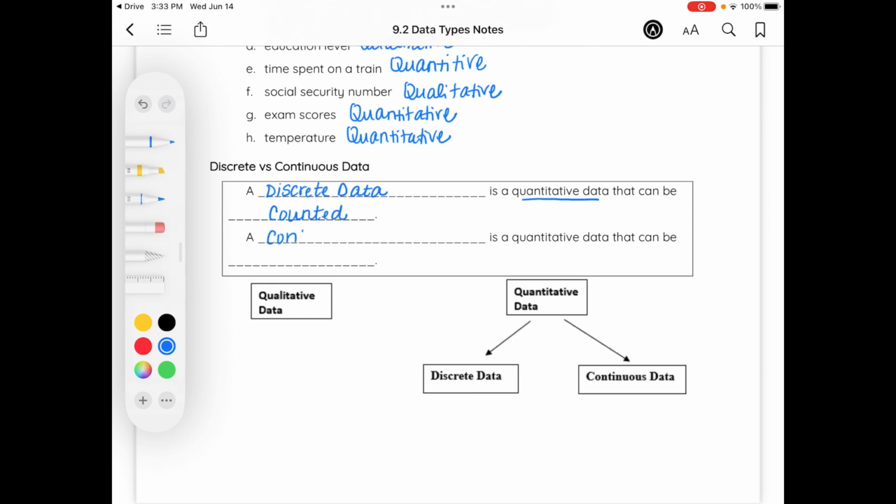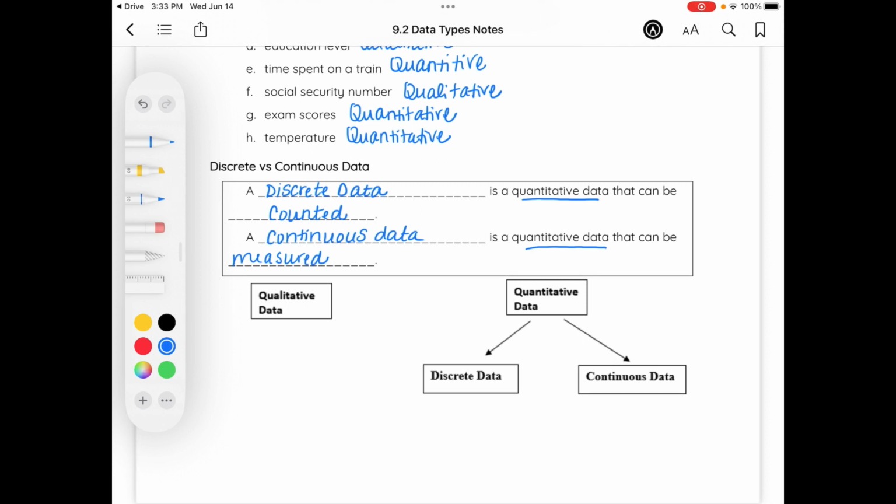And continuous data, again, is quantitative data that can be measured. Discrete data is usually data that we can count on our fingers, usually whole numbers, but not always the case.